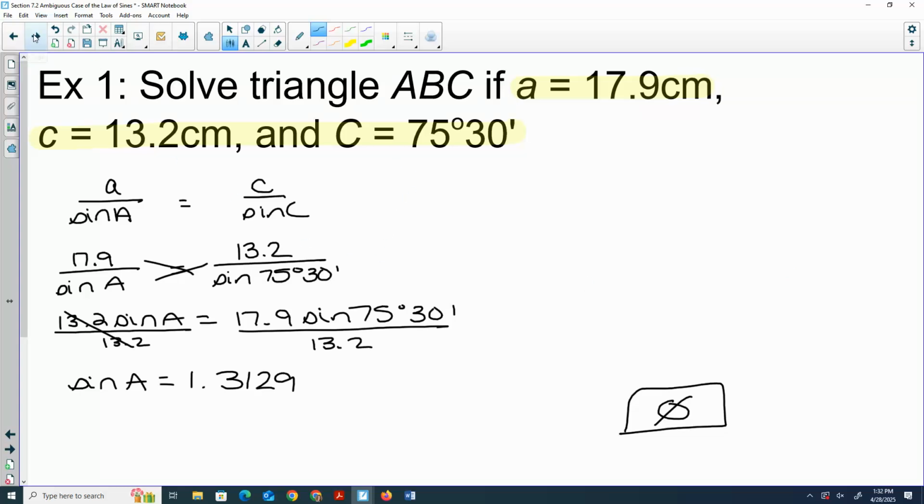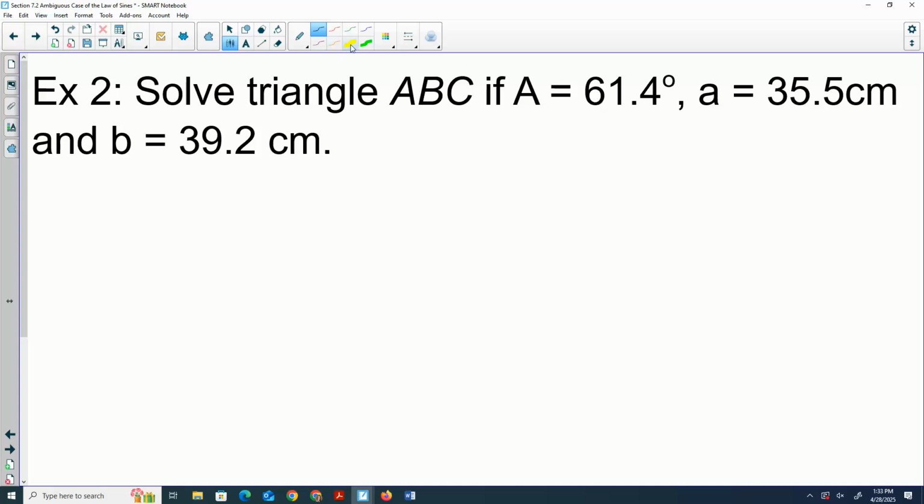Let's try another one. All of these are going to be the same. We're always going to be trying to solve the triangle. And I'm going to give you 3 pieces of information. Angle A is 61.4 degrees. Side A 35.5 centimeters. Side B 39.2 centimeters. So my law of sines, I have information about A and B. So I'm going to do A over sine A equals B over sine B.